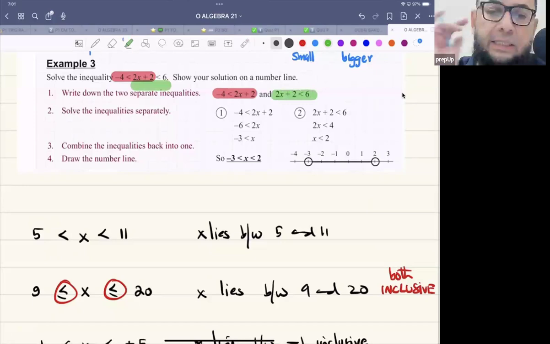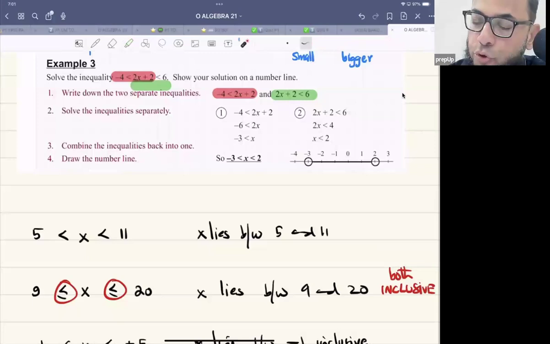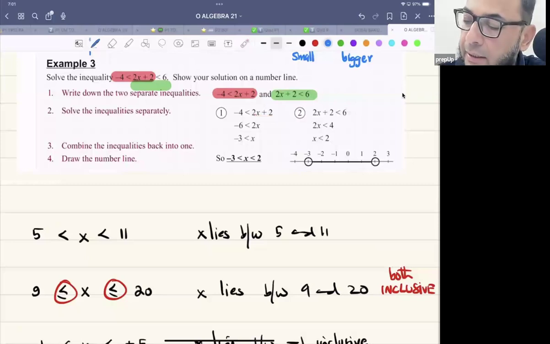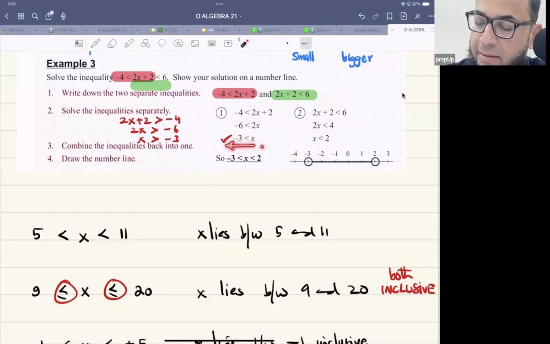2x plus 2 is lesser than 6. Do you get the idea? You solve these two separately. When you solve this one separately, 2x plus 2 is greater than -4. So 2x plus 2, let me write it like this in red color. So this is 2x plus 2 is greater than -4, 2x is greater than -6, x is greater than -3. That's right over here. X is greater than -3.